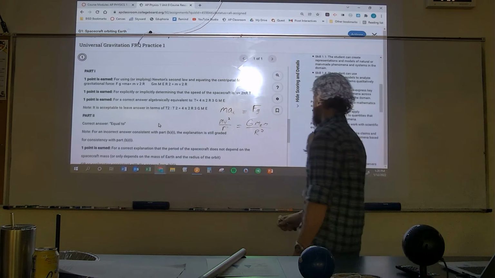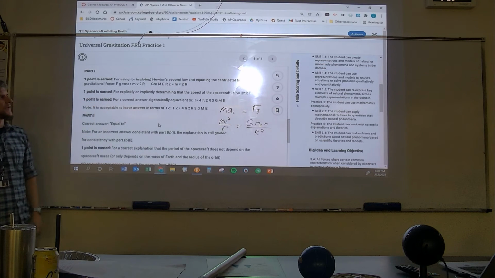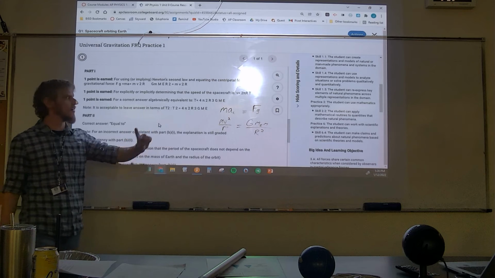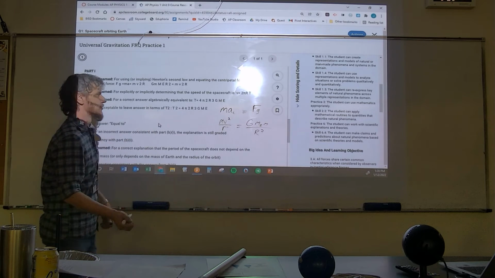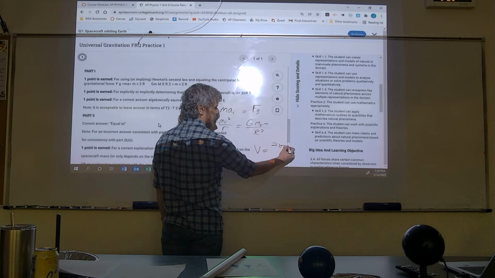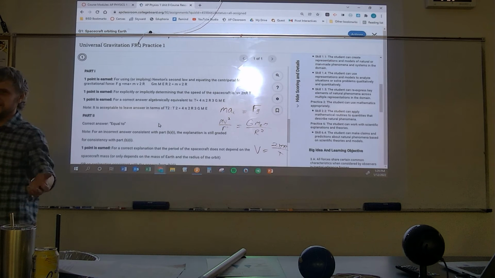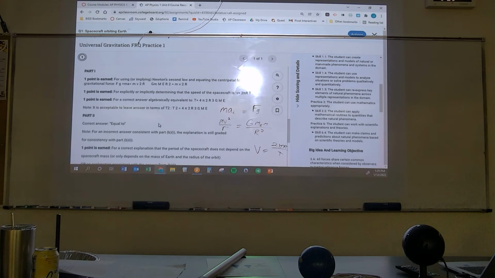Alright. The next point for explicitly or implicitly determining the speed of the spacecraft is v equals 2 pi r over the period. So that means whoever's grading your paper is looking for this at some point. Somewhere in the work, they see 2 pi r over the period, which means the expression for speed that we have here, right?